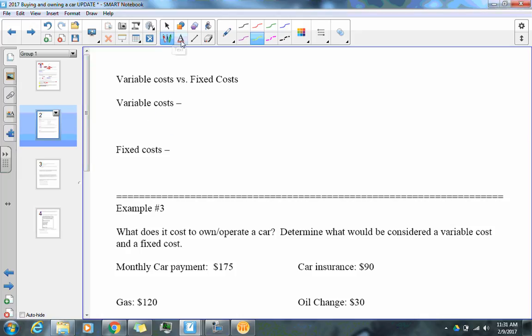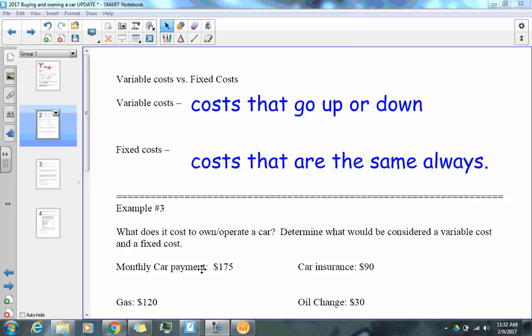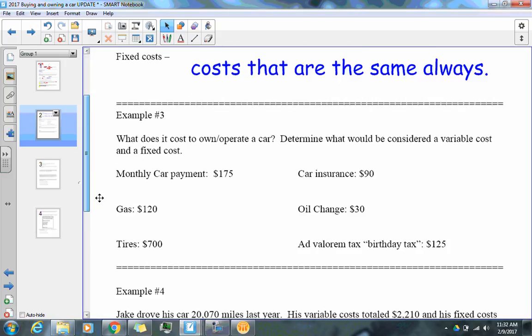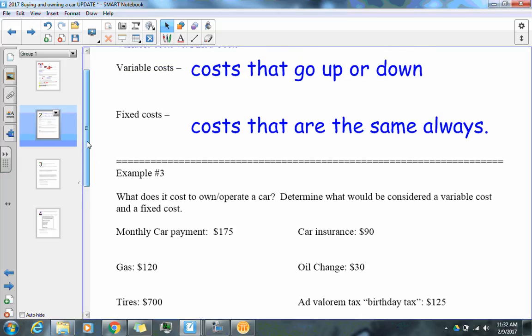Variable cost, very simply, is costs that go up and down, and fixed costs are costs that are always the same. Now, I answered that in a very, very simple way. All right, so let's go to a couple examples. What is a fixed cost versus what is a variable cost? And oh good, I can put it all on the same screen.